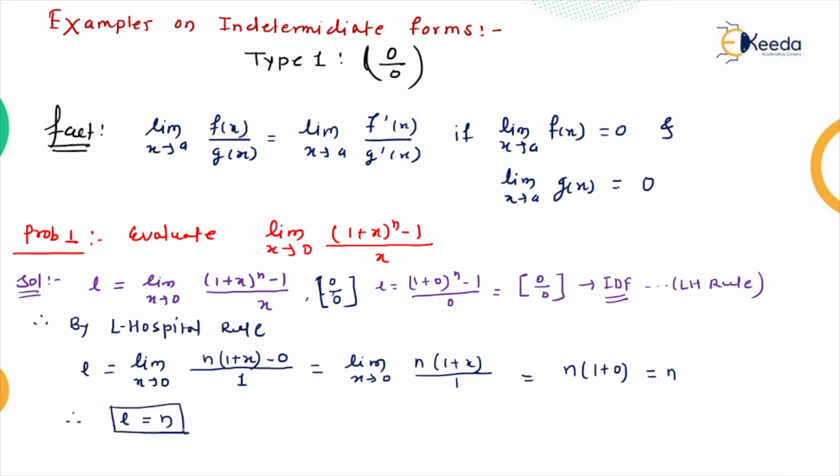I hope you understand this problem number first. Let me start problem number second. So problem number second you have to solve here. Evaluate the limit of (x into e to the power x minus log of (1 plus x)) divided by x square. You have to evaluate this, guys. Let's see how it will be evaluated. So I'm starting the solution.